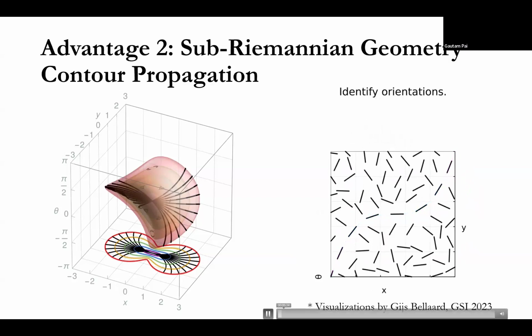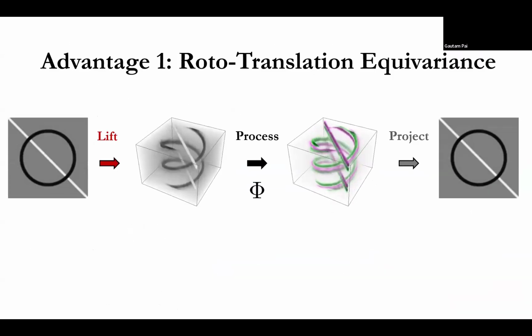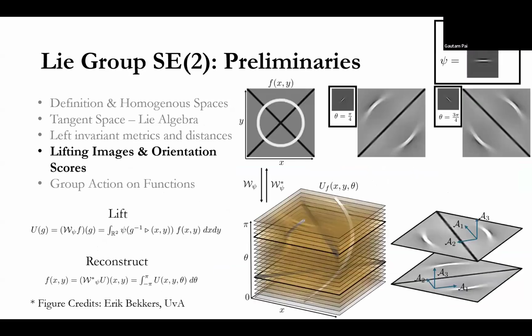And finally, something that probably is a little bit obvious. Since you're lifting it into this space of positions and orientations, it's easy to disentangle crossings and bifurcations, right? If you want to do tracking, for example, it's easy to impose that you essentially want to have only a forward movement.